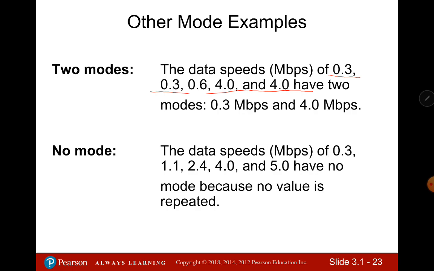Let's check another example. So this time we focus on these values. We have 1 0.3, 1 1.1, 1 2.41, 1 4.0, and 1 5.0. No value has been repeated. So we have no mode. So it's possible to have no mode, 2 modes, or 3 modes, or just 1 mode.